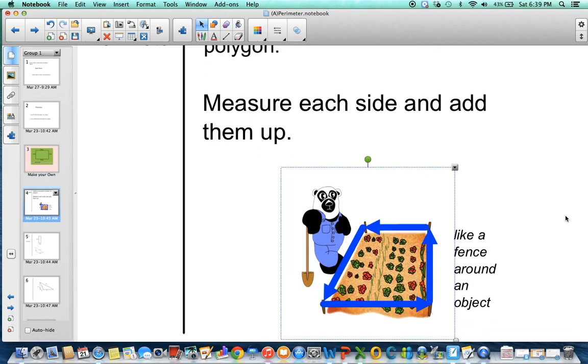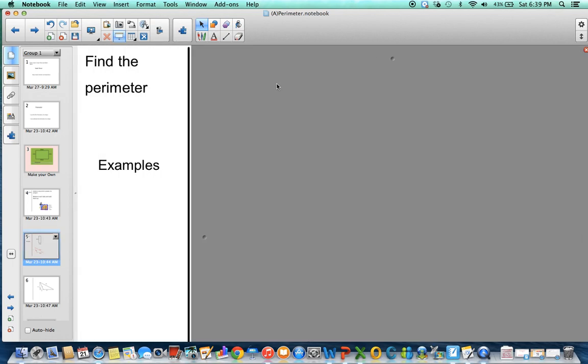One way to think about it is like this panda bear here. It's like a fence around any object. We're going to put the fence around. So let's do a couple of examples. We can write examples.